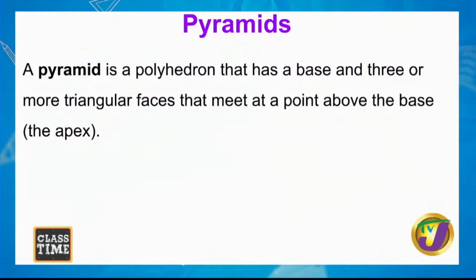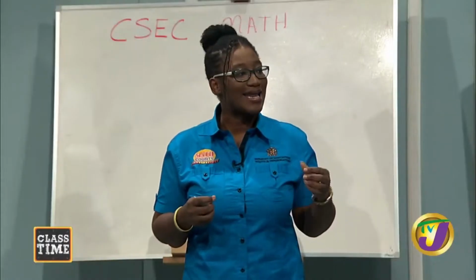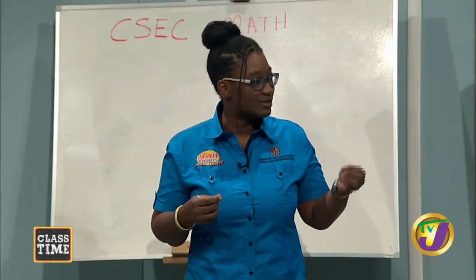A pyramid is a polyhedron that has a base and 3 or more triangular faces that meet at a point above the base, as you said, called an apex. So here we have an image, and this is a representation of a square base or rectangular based pyramid. And right at the top, at the peak there, that is our apex. I want to point out though, Latoya, before you move to the next point, when we looked at prisms, we saw that the prism had a uniform cross-section.